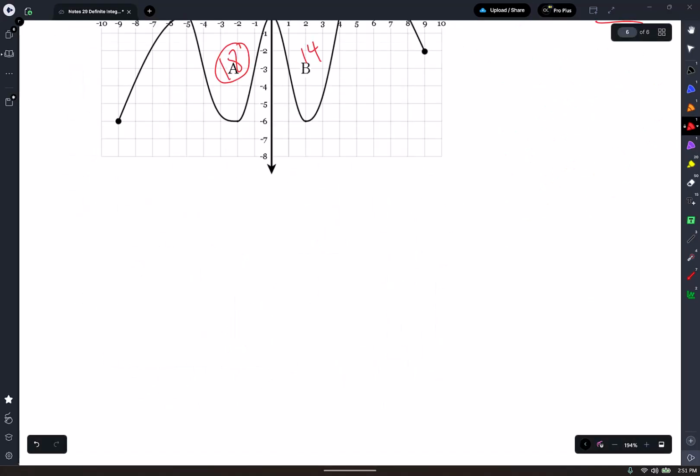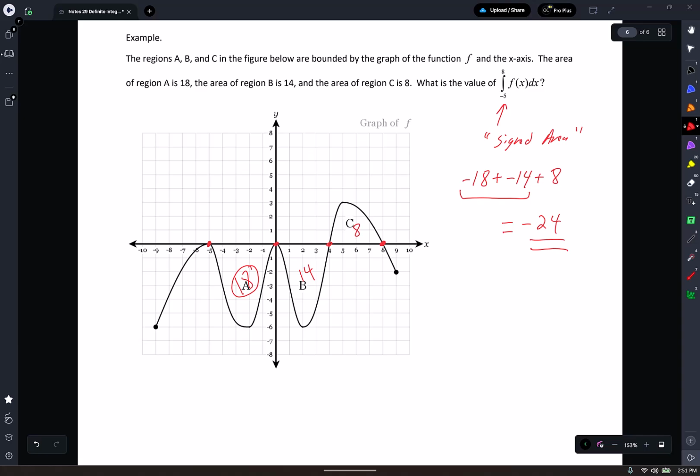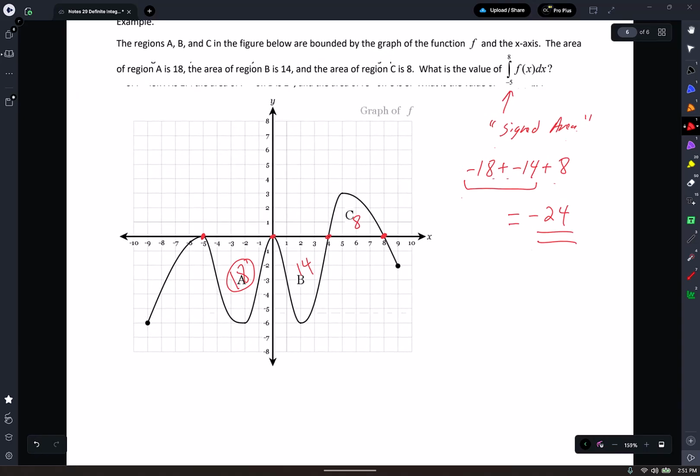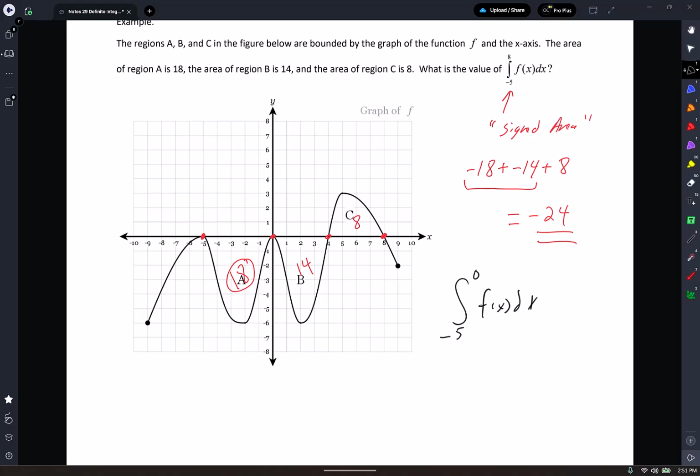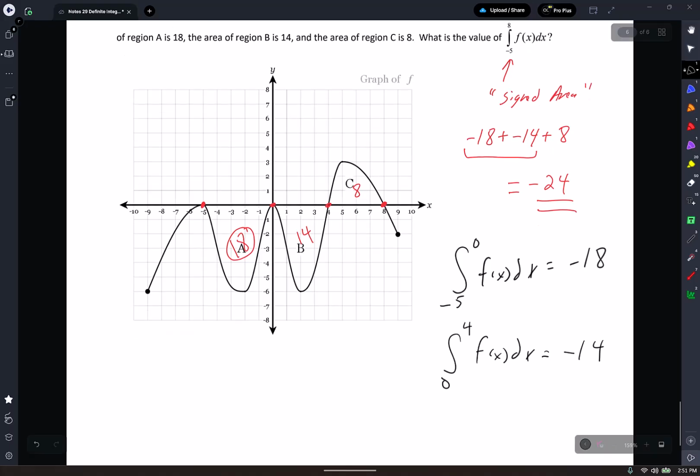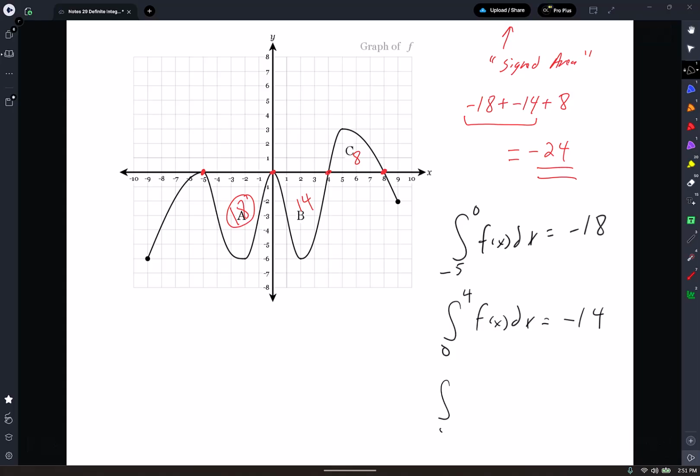There it is. And really, that's how simple it is, so I didn't write any more problems. A side note for problems: the integral from negative 5 to 0 of f of x dx is negative 18. The integral from 0 to 4 of f of x dx is negative 14. The integral from 4 to 8 of f of x dx is 8. Are we still okay? Okay, as a bonus, here's the bonus stuff.